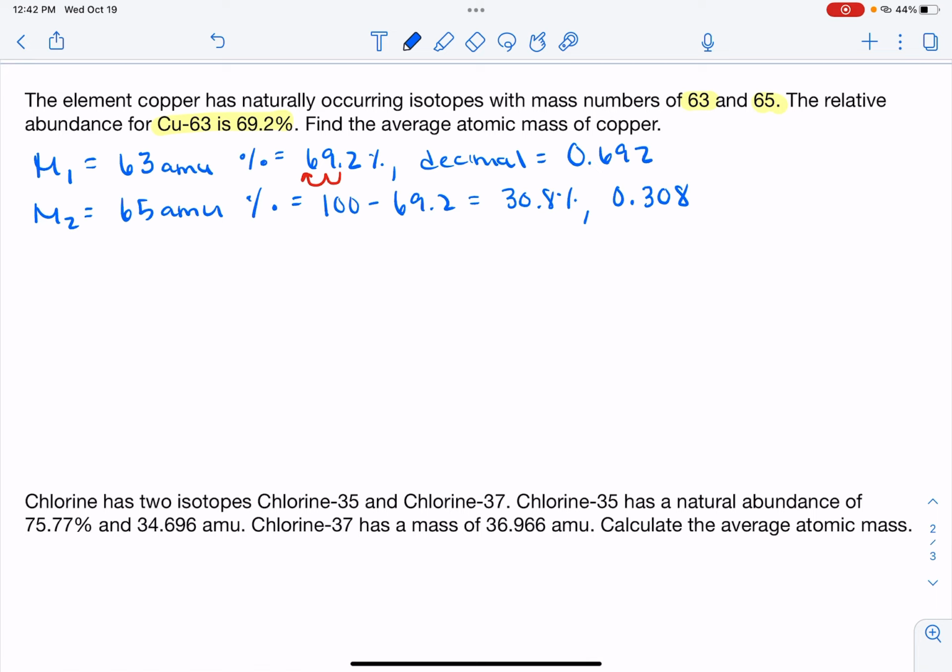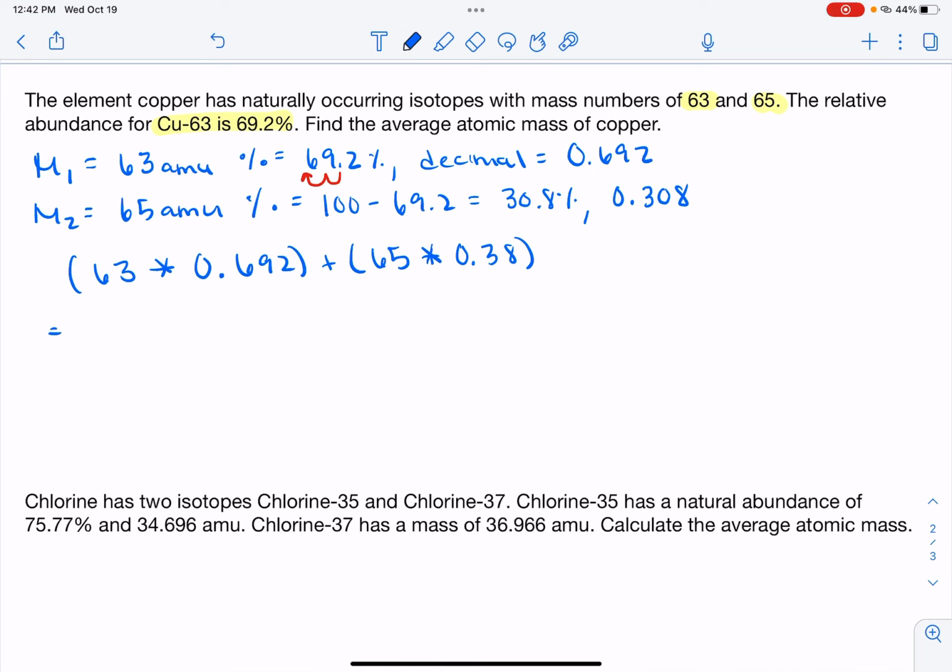So now I have the masses of my 2 isotopes, and I have their 2 decimals, and I'm just going to plug right into my equation. Again, our equation is mass 1, which is 63, times decimal 1, which is 0.692, plus mass 2, which is 65, times decimal 2, which is 0.308. Okay? And now I'm going to start putting things in my calculator.